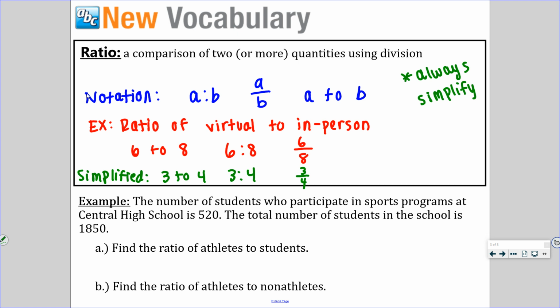What's not equivalent to this is if I said the ratio like 4 to 3. That's different. The order matters. So 3 to 4 is not the same as 4 to 3. Think of it written as a fraction. 3/4 is not the same as 4/3, right? So those don't say the same thing.